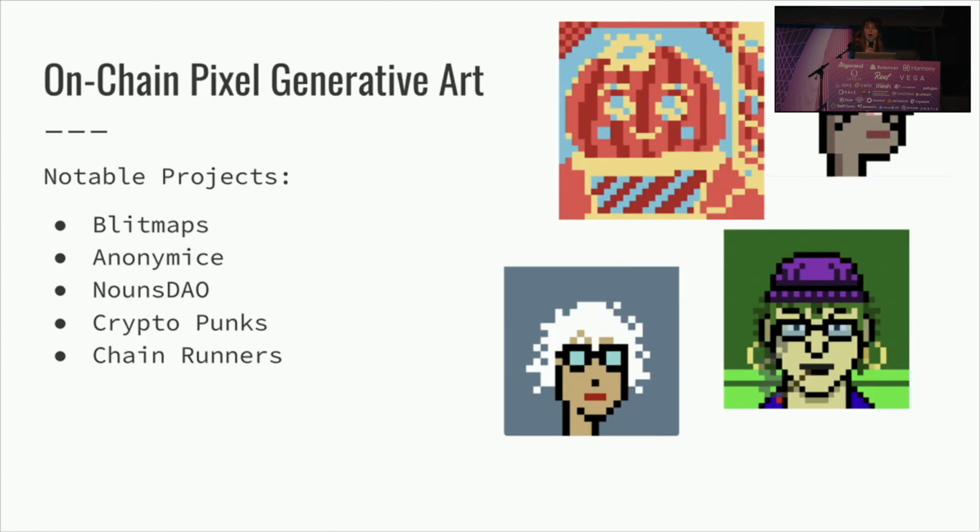Then I wanted to talk about one more variant of on-chain SVGs, which is on-chain pixel generative art, which renders these images pixel by pixel. And this is another approach that a lot of projects have done. It kind of evolved at the same time as this SVG layering I was talking about. There's a lot of cool projects.